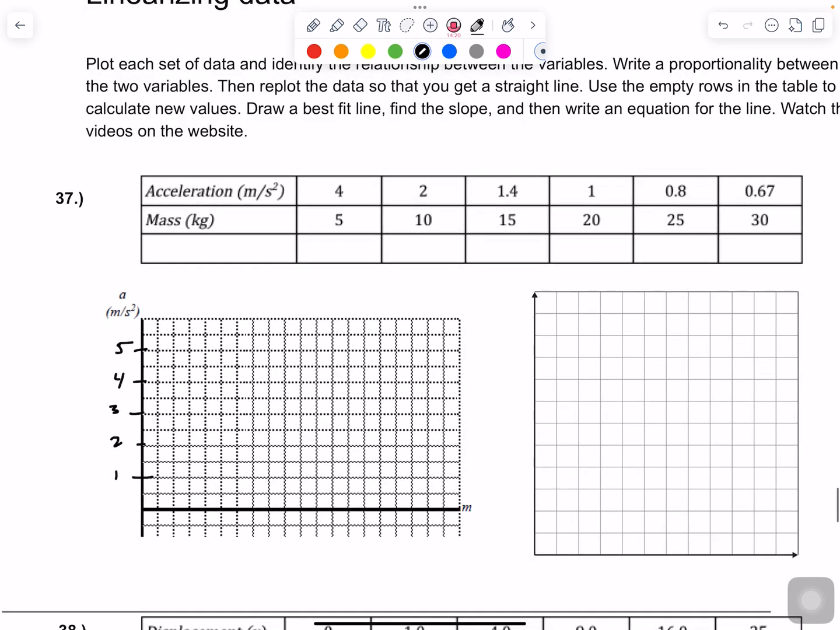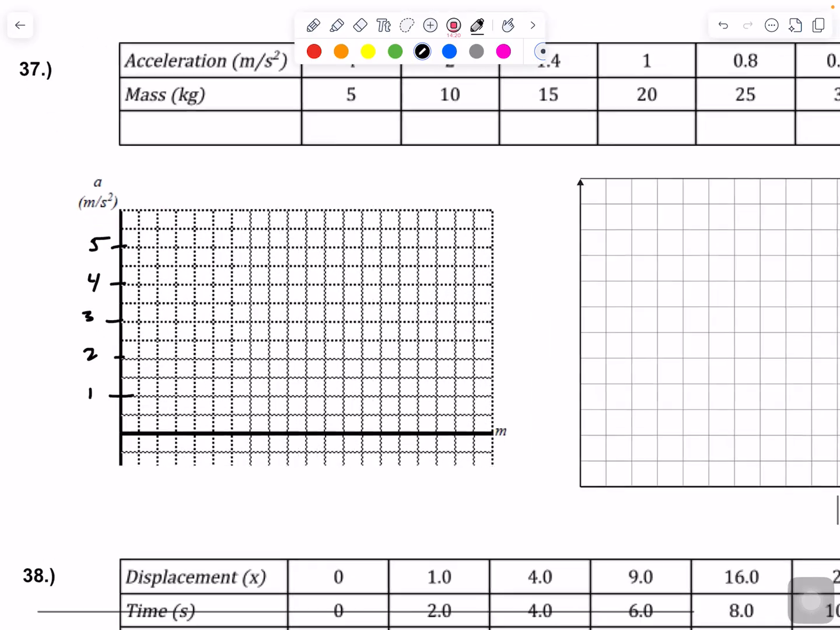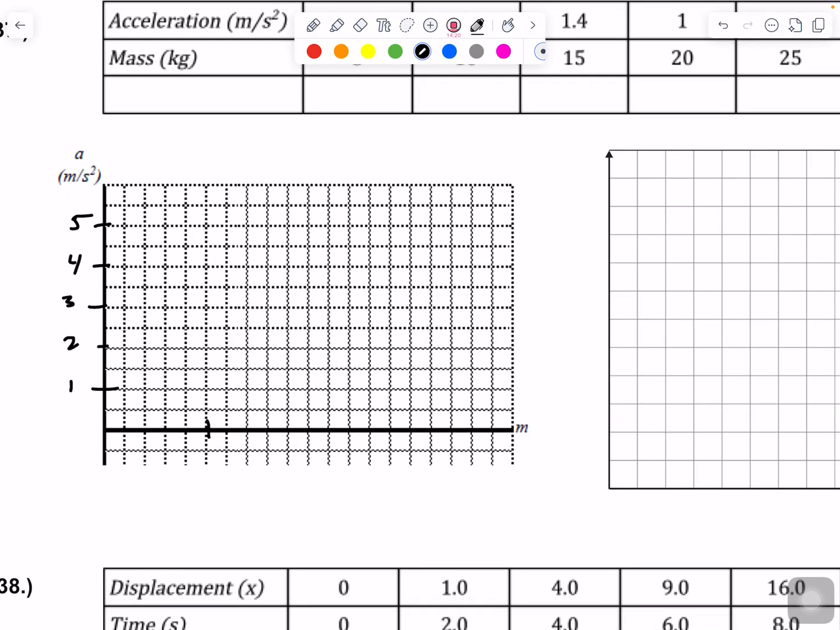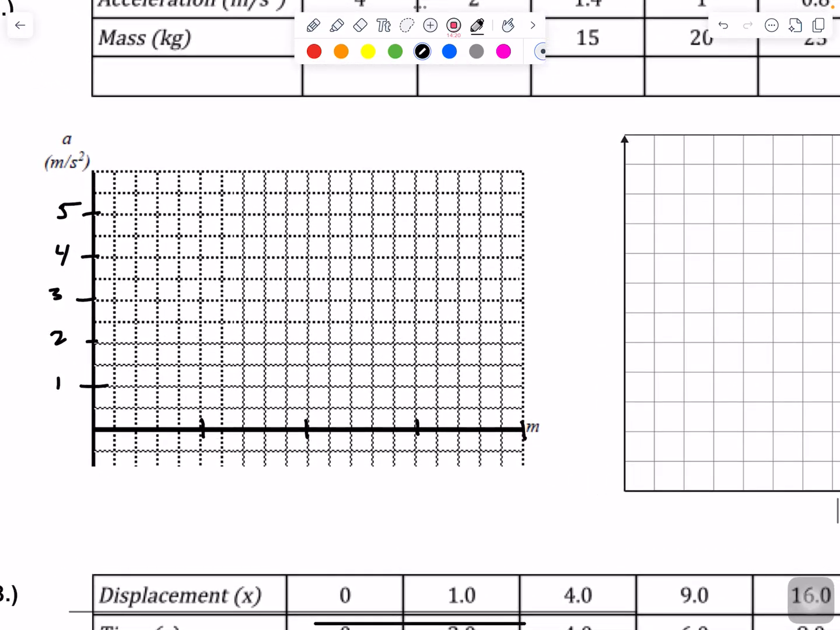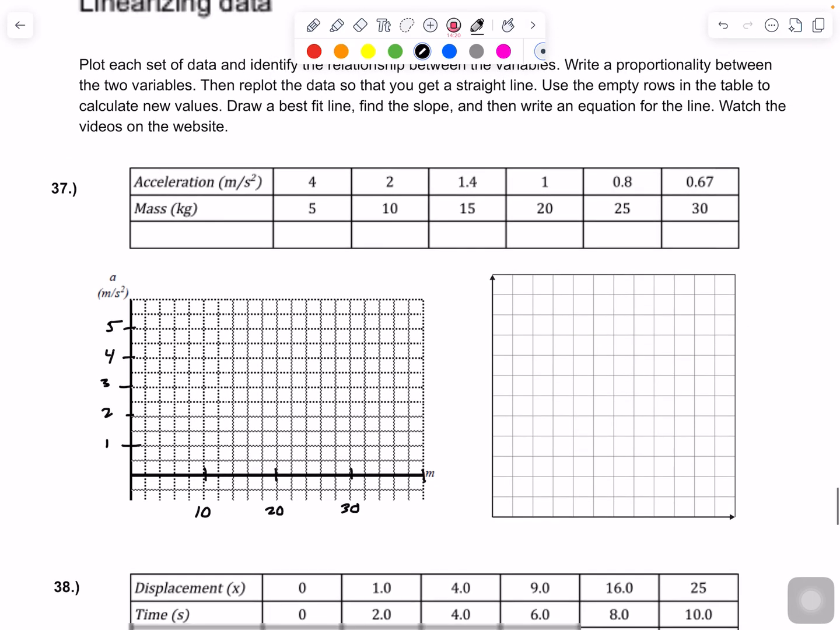And then our highest mass is 30. Well, let's see here. 1, 2, 3, 4, 5, 6, 7, 8, 10, 11, 12, 13, 14, 15, 16, 17, 18, 19, 20. We have 20 boxes going across for essentially getting 30. So we probably need to go by 2, I'm guessing. So 2, 4, 6, 8, 10, 12, 14, 16, 18, 20, 22, 24, 26, 28, 30. So that scale would accommodate both sets of data. All right, now you plot.